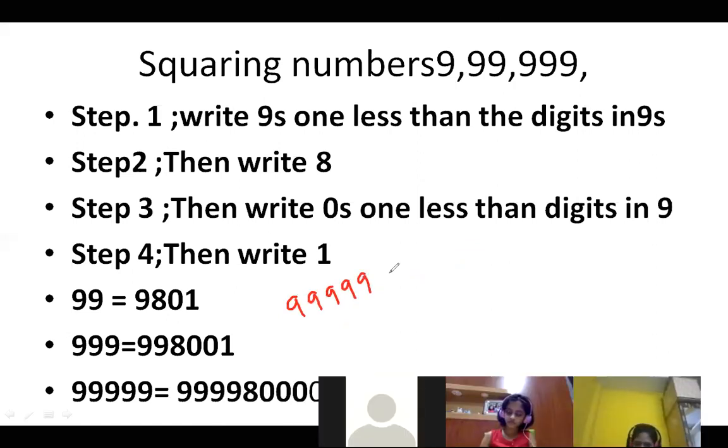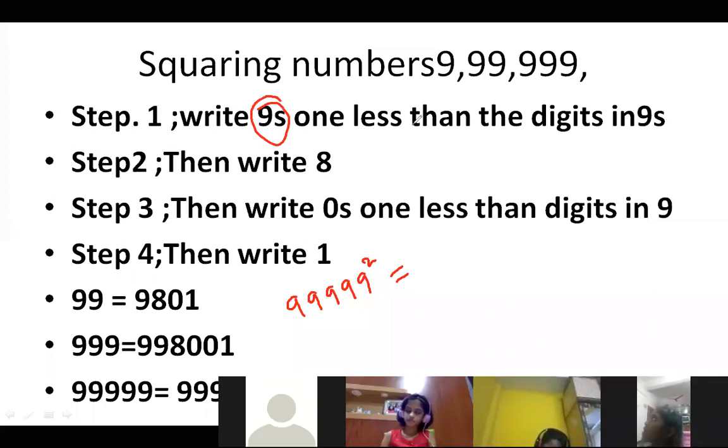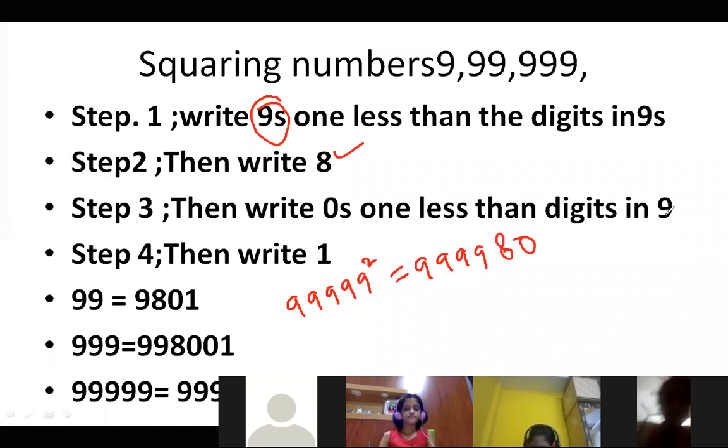We'll take another one. Now how to square this? Write nines, 1 less than the digits in 9. That means 5 nines, so you should write 4 nines only. 1, 2, 3, 4. Then simply write 8. Then write 0. How many zeros should you write? 1 less than the digits in 9. 5 digits means you should write 4 zeros. Then write 1.